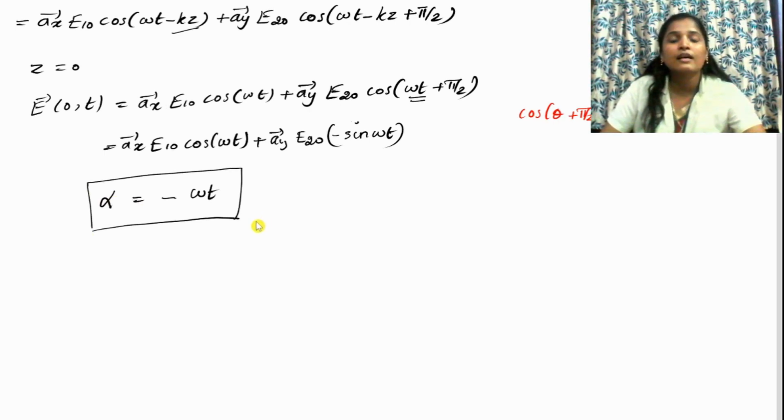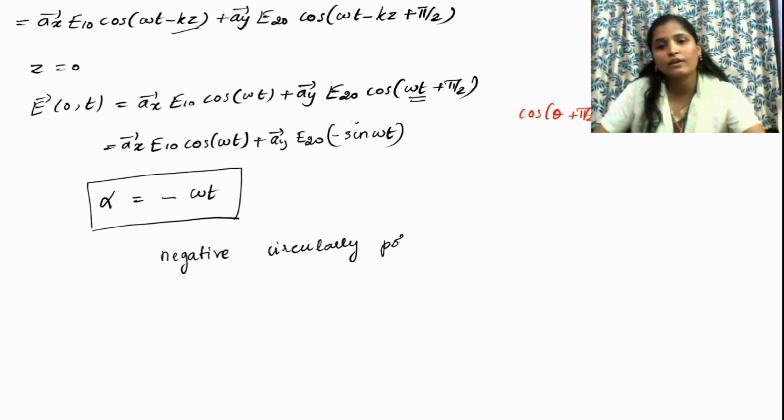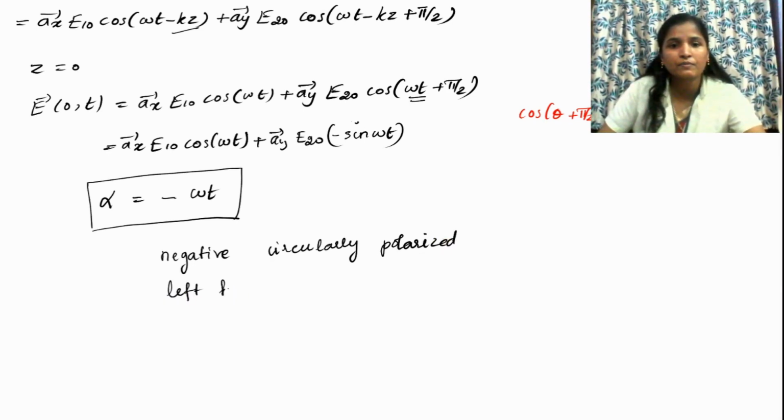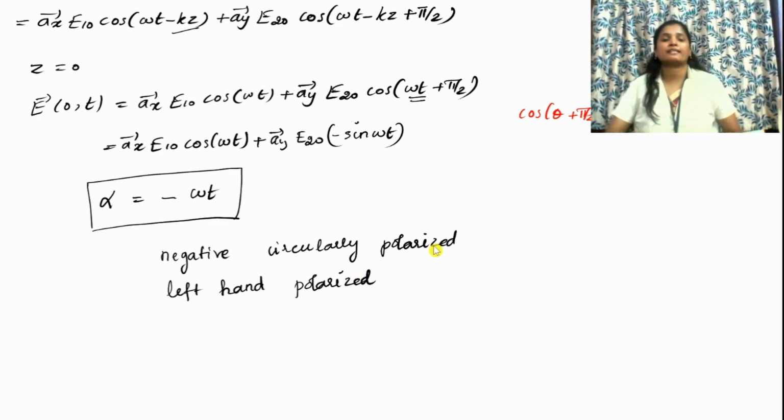So because of this, this wave is negatively circularly polarized, or we can say it is left hand polarized. Because of that we call it negatively circularly polarized.